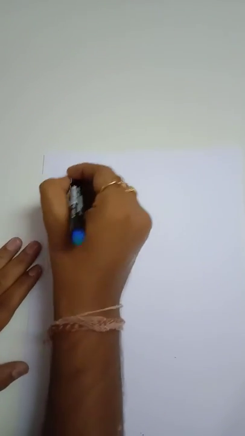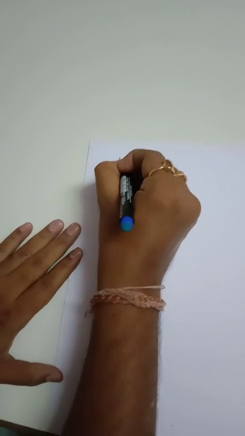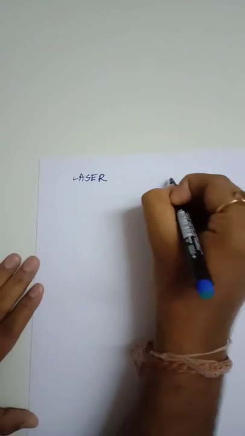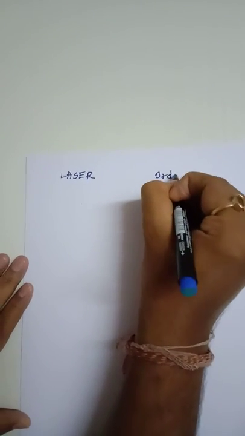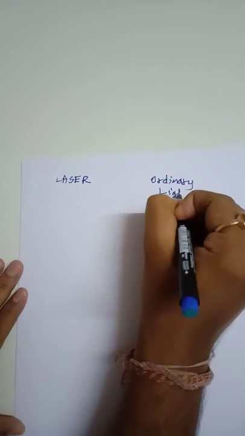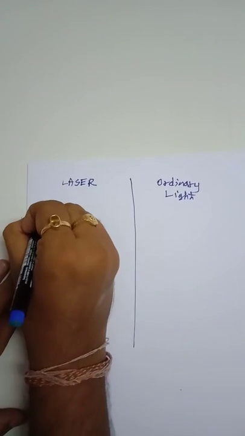Now let us discuss the difference between laser light and ordinary light. How can we say that laser light differs from ordinary light? So let us say this is the laser, and here we talk about ordinary light. What are the difference points?